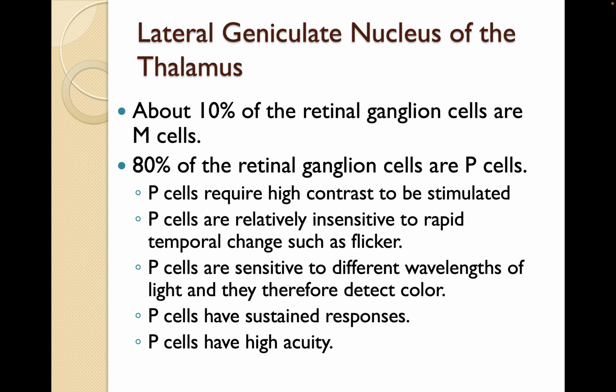About 10% of the retinal ganglion cells are M cells. 80% of the retinal ganglion cells are P cells. P cells require high contrast to be stimulated. P cells are relatively insensitive to rapid temporal change, such as flicker. P cells are sensitive to different wavelengths of light, and they therefore detect color. P cells have sustained responses. P cells have high acuity.